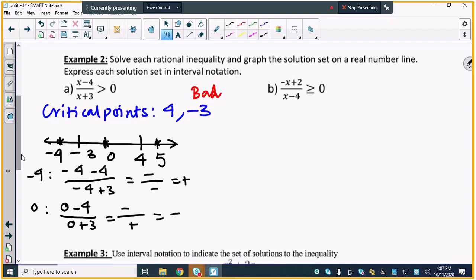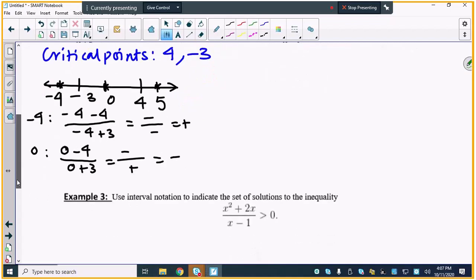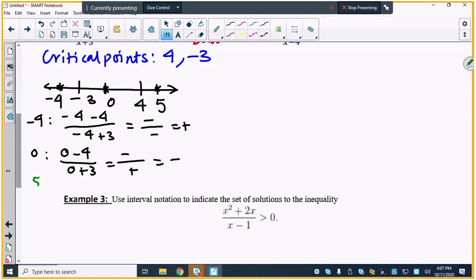The testing point beyond 4 is 5. So I'll do 5 minus 4 over 5 plus 3. Both top and bottom are positive, and I get a positive. So the signs are positive, negative, positive.